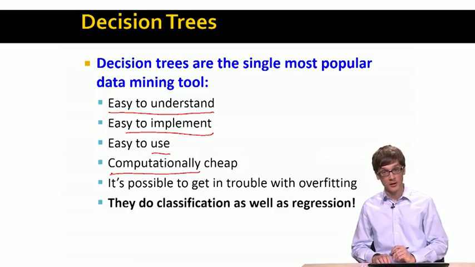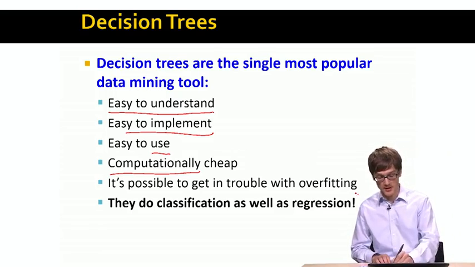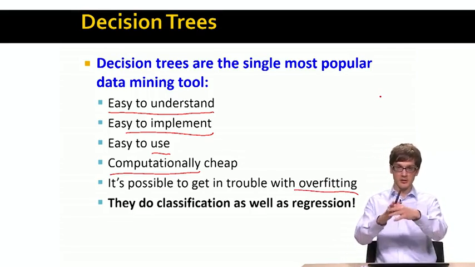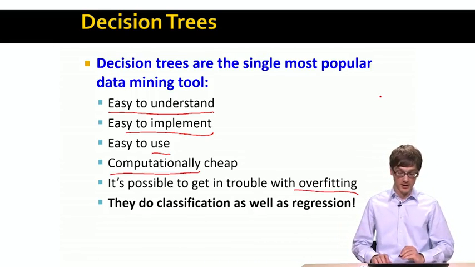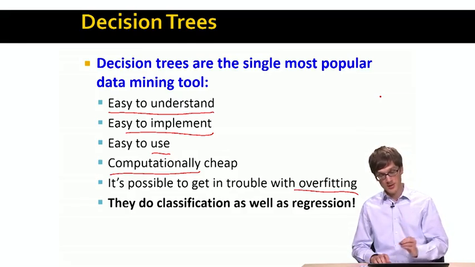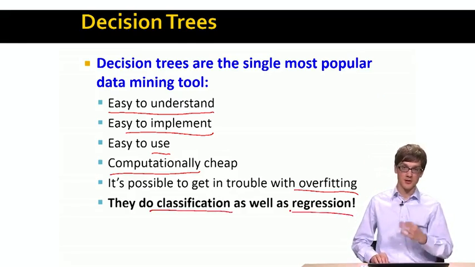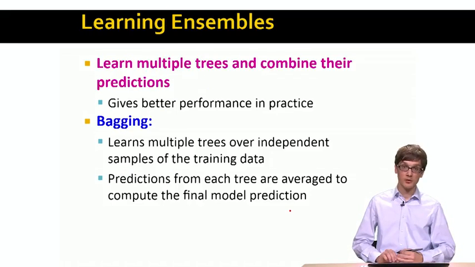One caveat with decision trees is that it's very easy to overfit. It's very easy to create complicated trees that are very deep and become too intricate and don't generalize well to unseen data sets. What is also nice about decision trees is that they can do both classification as well as regression. So decision trees have many good properties.